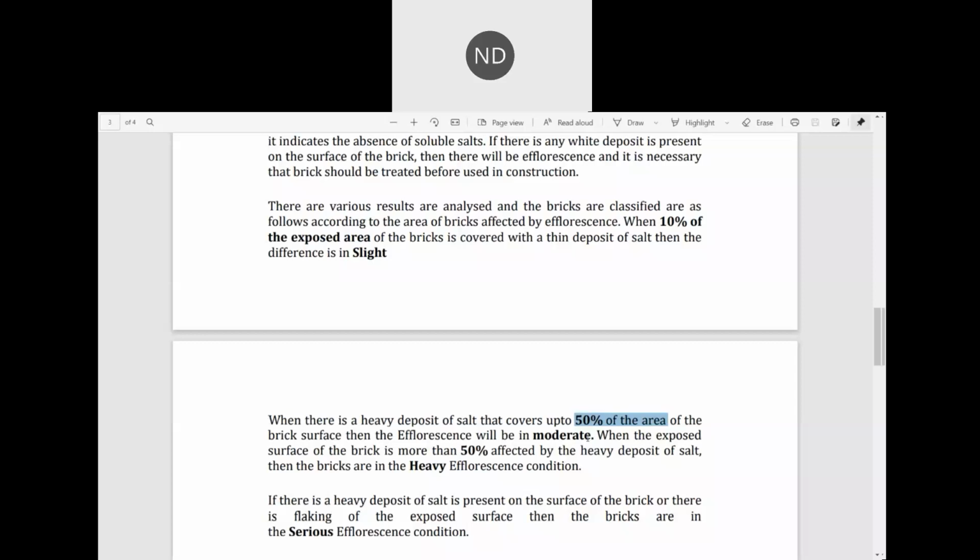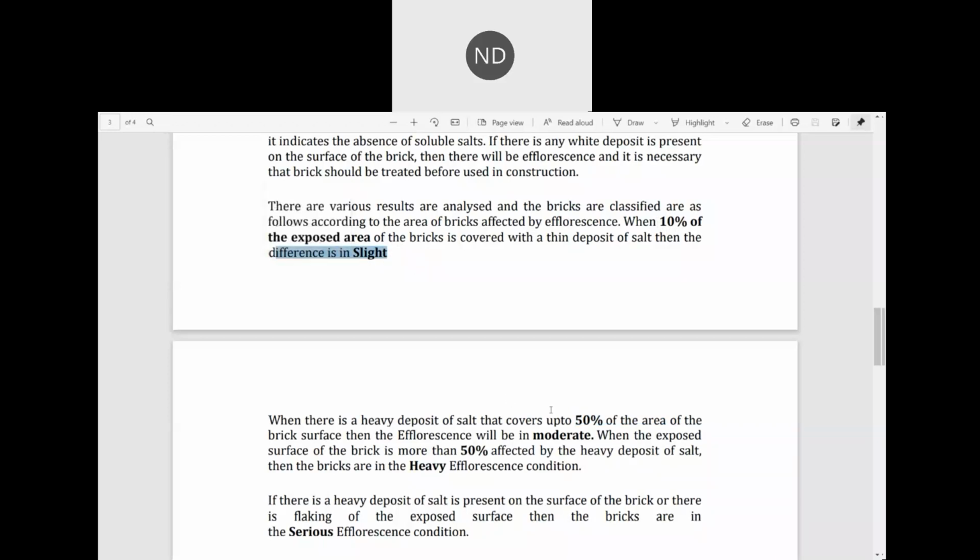Okay, how can we understand how much efflorescence might take place in this kind of bricks? From this test, the efflorescence test, we can understand. If you see in your observation that the exposed area is covered by the gray or white deposits, and that covers 10% of the exposed area of the brick, that means your efflorescence is slight.